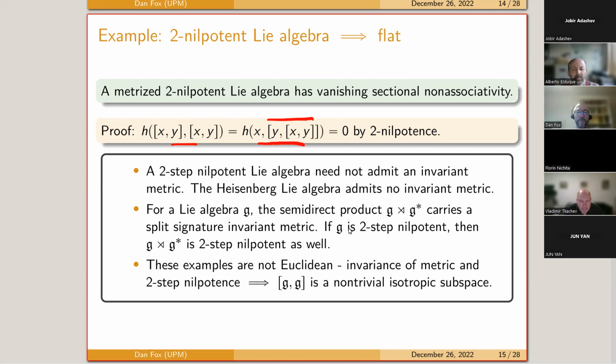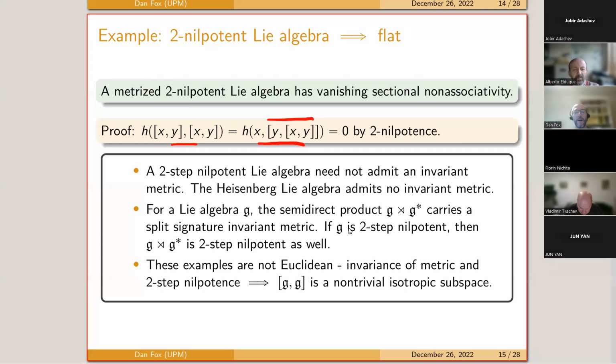But one can write down examples on, say, the semi-direct product of a Lie algebra and its dual. In this case, I'm not going to write down the definition here of the split signature invariant metric, but if I tell you that there is one, all of you can go home and write it down.